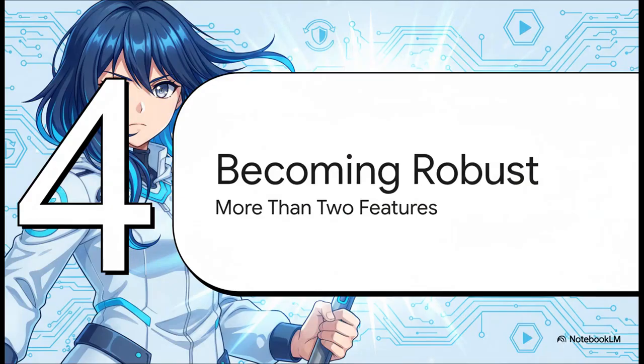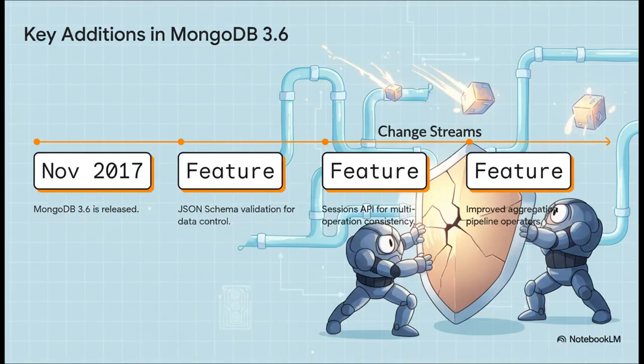Now look, change streams and retryable writes were definitely the headliners of this release, but they weren't the whole story, not by a long shot. MongoDB 3.6 was this really comprehensive package that just signaled a whole new level of maturity for the database. So yeah, it came out in November 2017 and was packed with other crucial features. For example, they added JSON schema validation, which finally gave developers a good way to enforce the structure of their data, something enterprises were screaming for. You also got the new Sessions API, which was the groundwork needed to make sure different operations were consistent with each other. And the aggregation pipeline got some major upgrades, making it way faster and more powerful to do complex data analysis right inside the database.